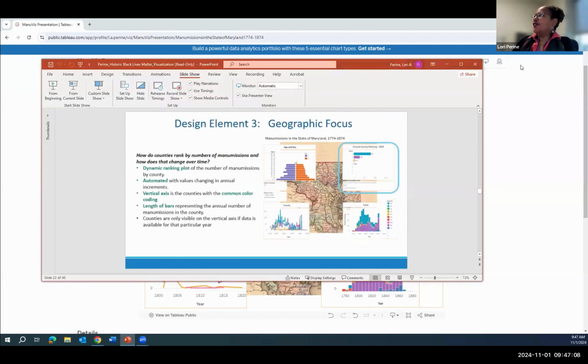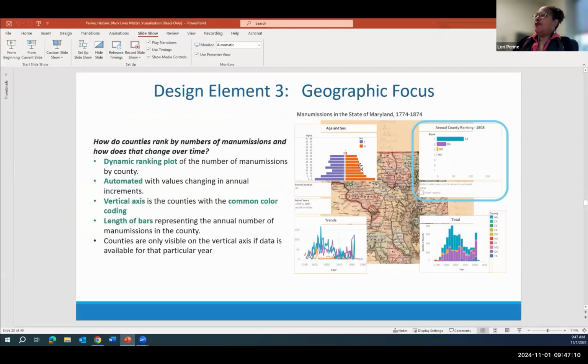The third element, sorry, let me just bring this back. Our third element up in the upper right-hand corner is a geographic focus, and this one actually is an automated element. I'll click on it in a moment to show you. It'll kind of run through a timeline for you.